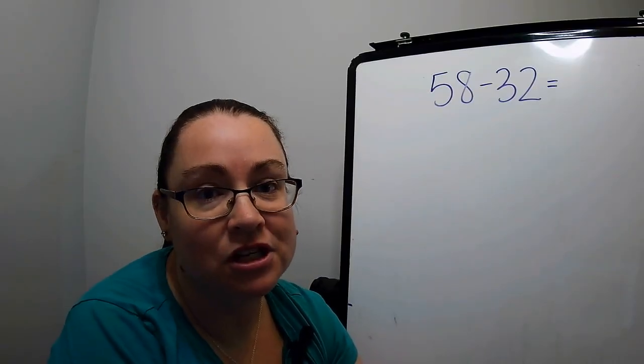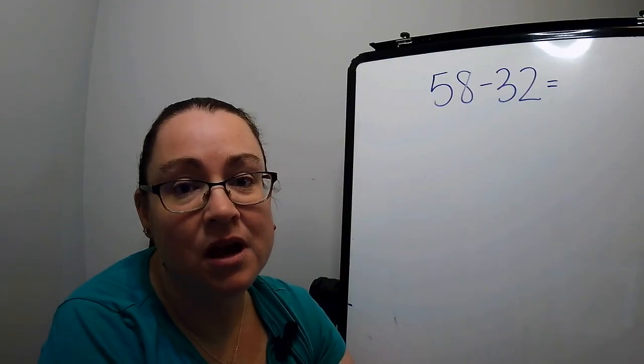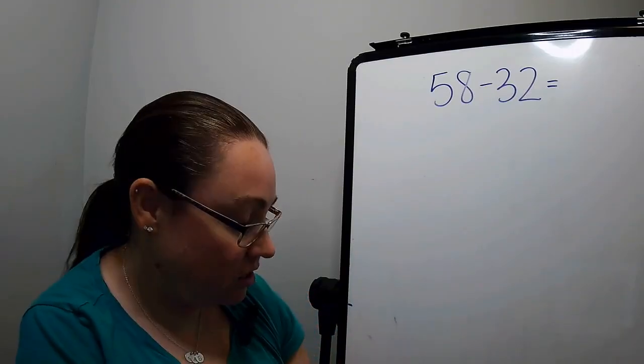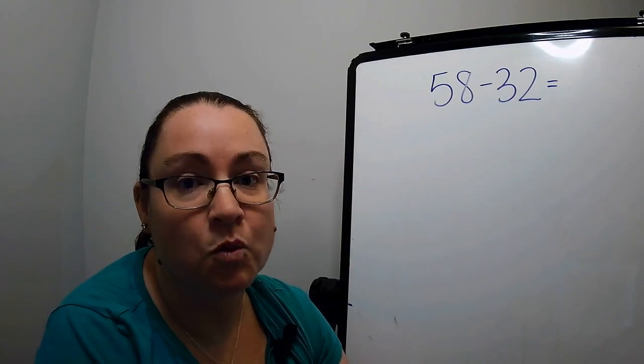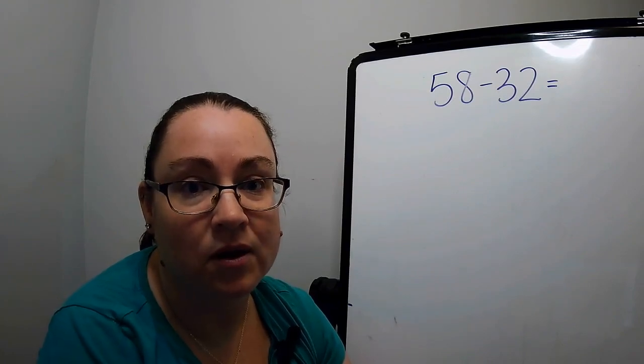When you're solving two-digit subtraction without regrouping, and using a number line, you can start in small groups to show your groups different ways to jump. And we'll talk about that more in a second.